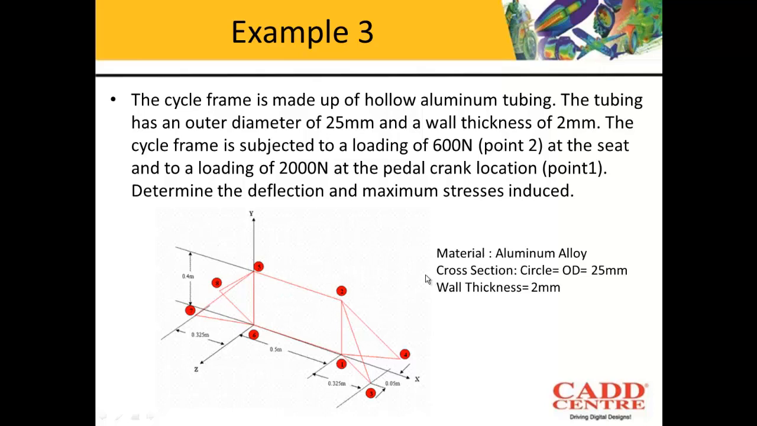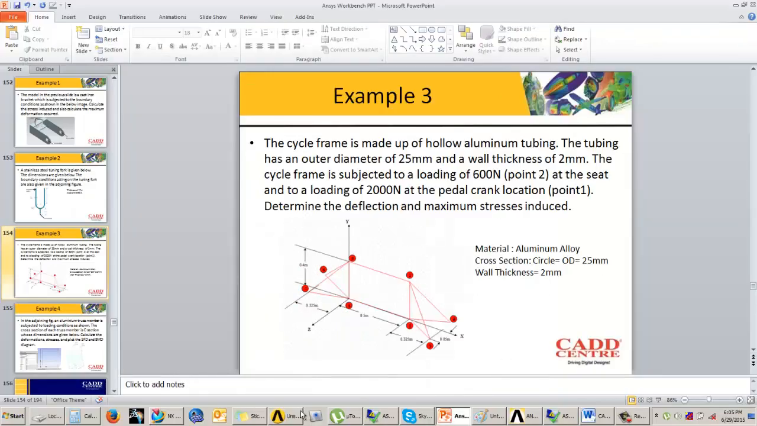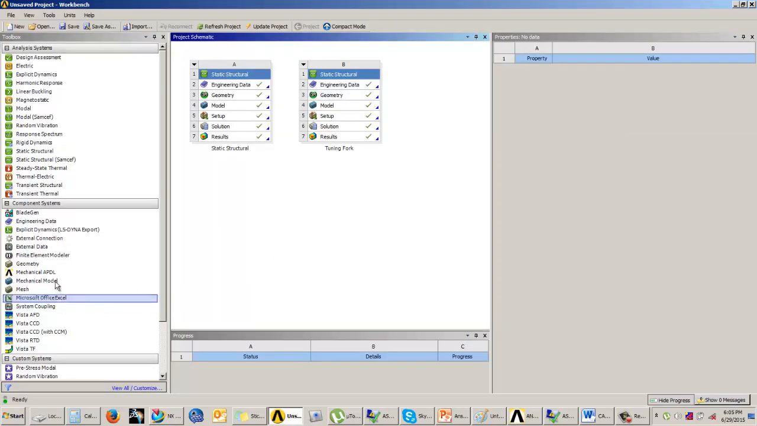The material that we are going to use for this analysis is aluminum alloy. Now here we can very clearly see that it is a simple problem where we are going to have a uniform hollow pipe structure. So rather than considering this to be a 3D model, we will solve this as a line model problem. So let us understand how to perform this in Ansys Workbench.